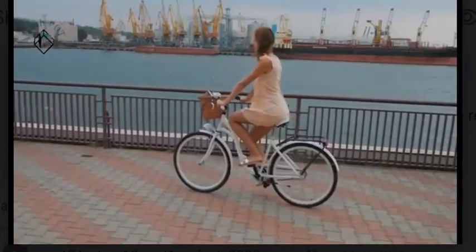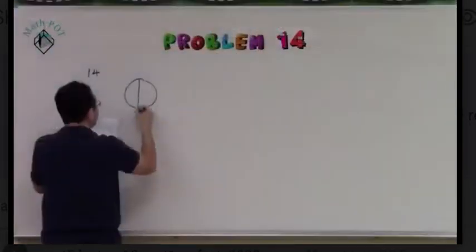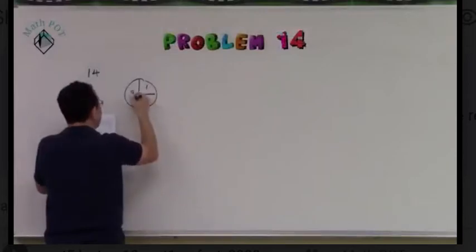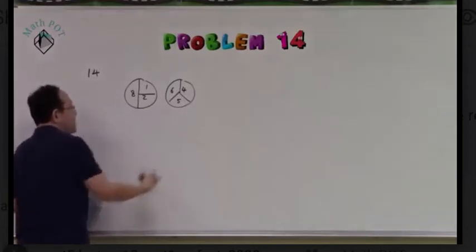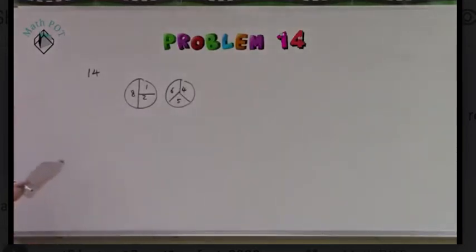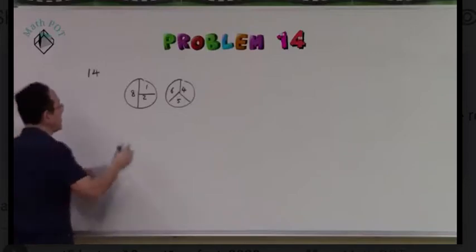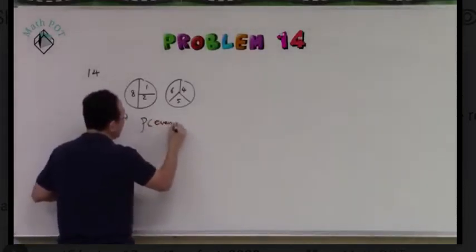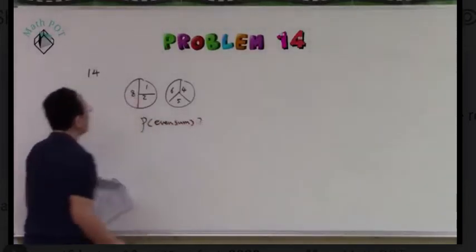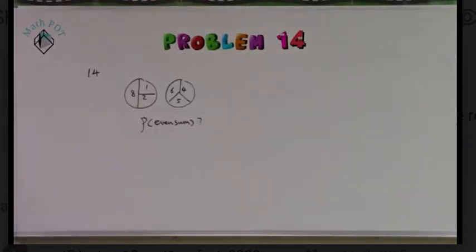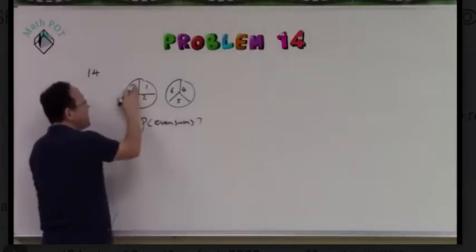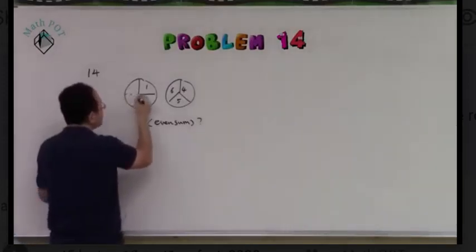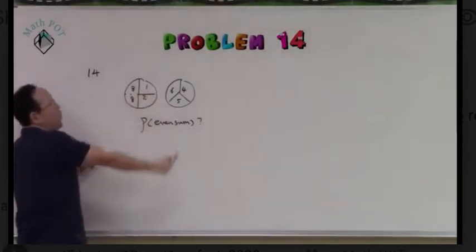Eventually we have 2 wheels. The first one is 1, 2, 8. The next one is 4, 5, 6. We get a number from here and a number from there at random, and we try to figure out the probability that we end up with an even sum. Let's see how to solve this one. First, you need to identify this is not an equally likely situation, because clearly we have more chance to get 8 than 1. So in order to be equally likely, we need to divide this one into 4 equal areas.